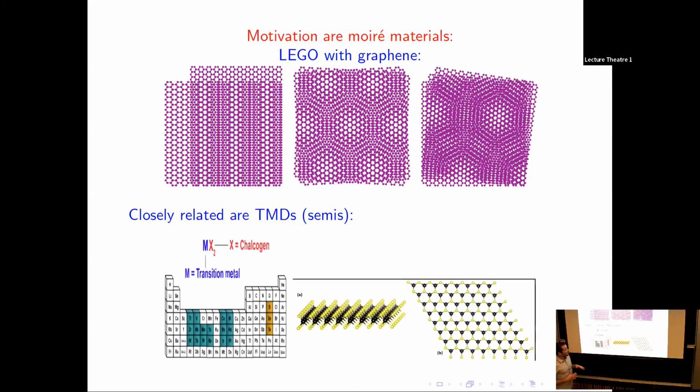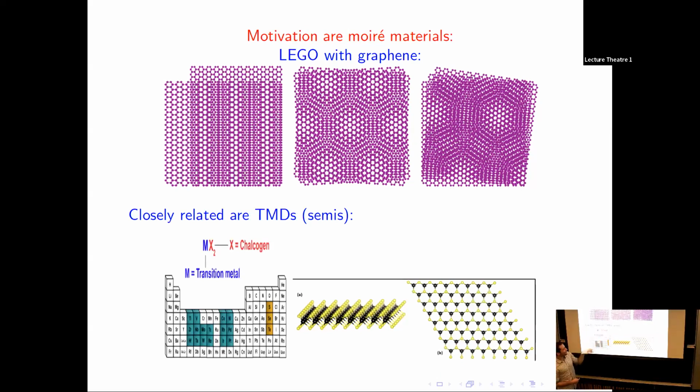Something else I want to briefly mention, because it has maybe made it into some kind of physics newspapers recently: TMDs. What are TMDs? So graphene is a semi-metal, okay? Maybe I can say a few seconds more about it. TMDs are semiconductors. TM stands for transition metal. These are the elements you would find here in the periodic system.